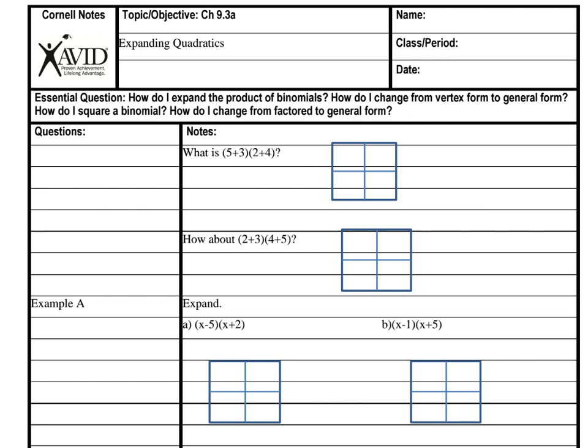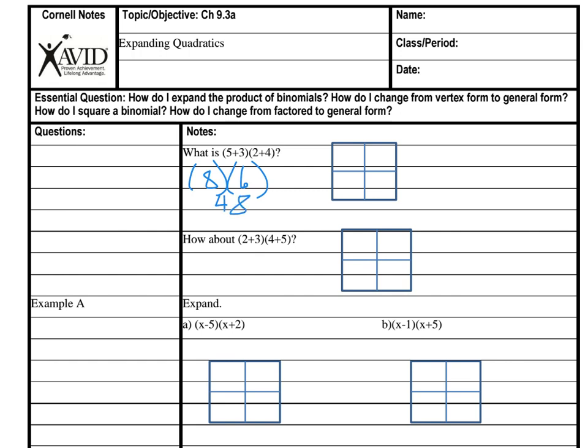Our first question is, what is 5 plus 3 times 2 plus 4? I need to do the order of operations first, which would be the parentheses. 5 plus 3 is 8. And then 2 plus 4 is 6. So then 8 times 6 is 48.